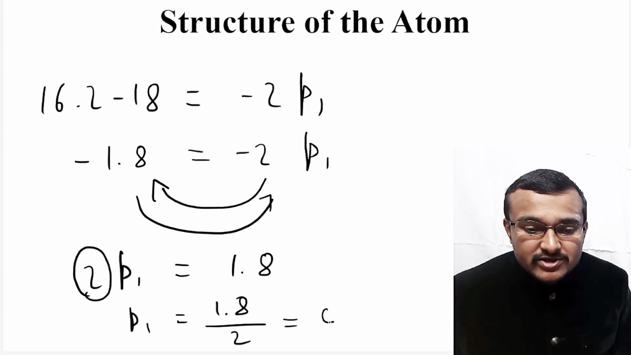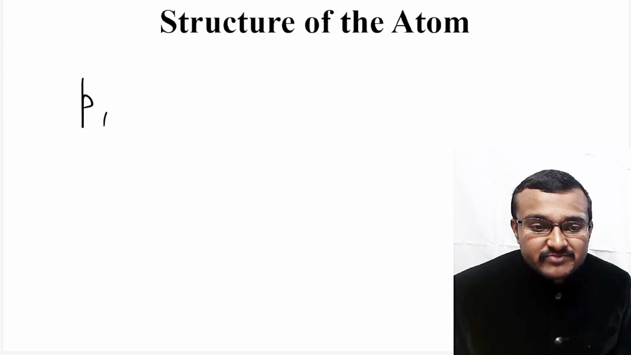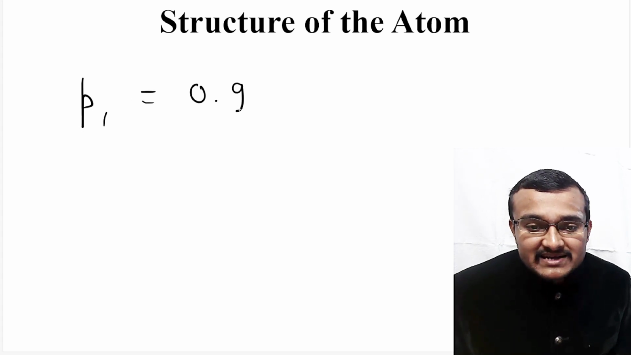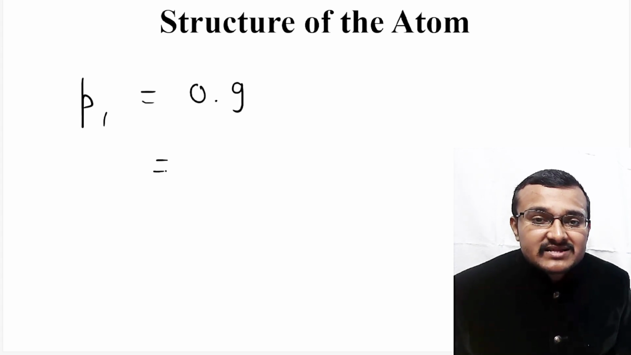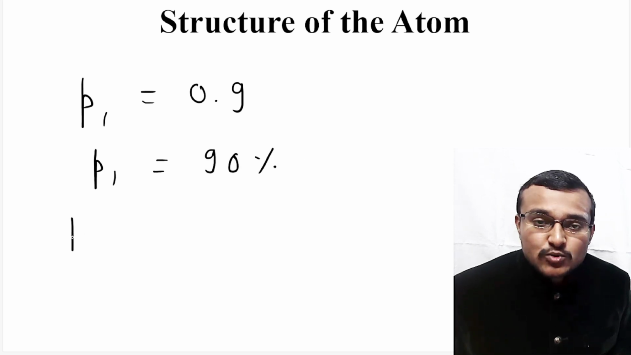So what is 1.8 divided by 2? It is 0.9. So the percentage abundance of the first isotope, that is P1, is equal to 0.9, or you can multiply this with 100 to get it in the form of percentage, that is 90%. So P1 is 90%.